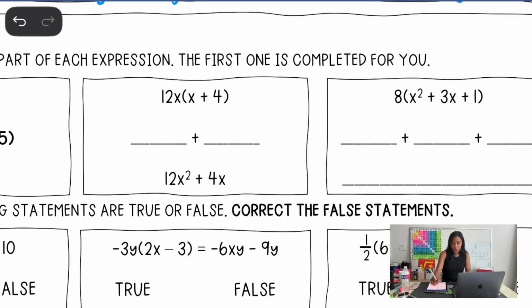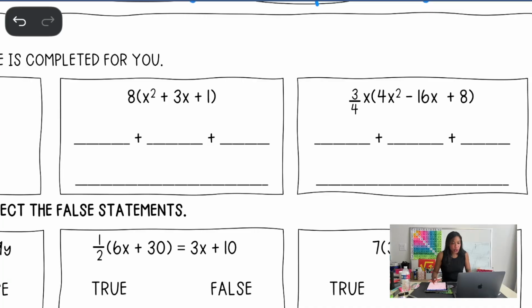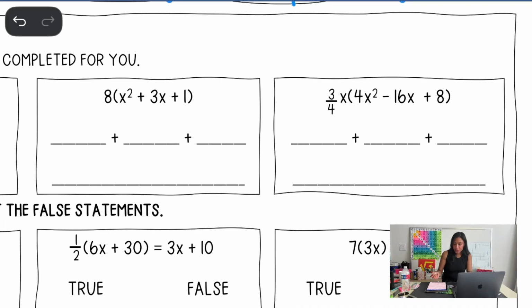Okay, so this one is 12x times x plus 4. That means we're going to do 12x times x plus 12x times 4. Love that. They've already simplified it for us. The last two, we have to do all the work ourselves, but that's okay.